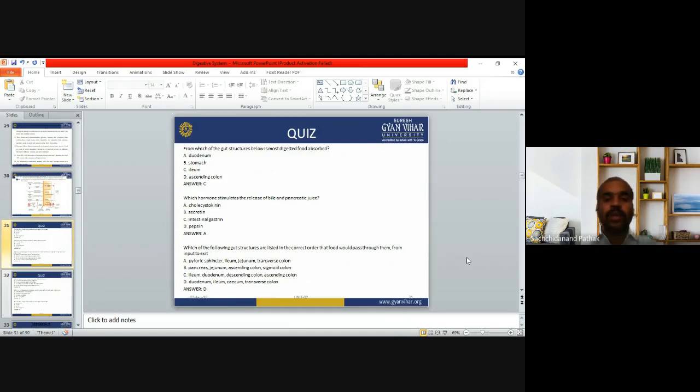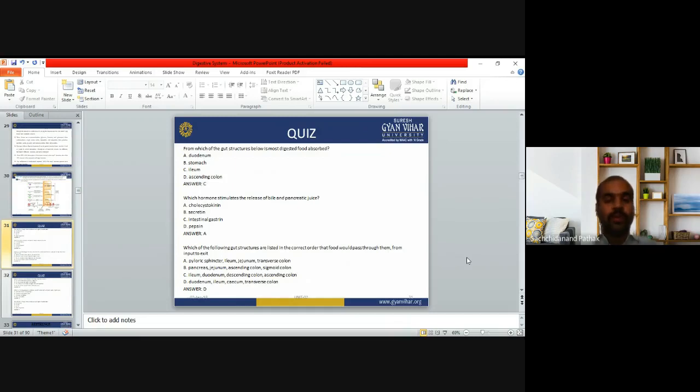Which hormone stimulates the release of bile and pancreatic juice? Cholecystokinin, secretin, intestinal gastrin, pepsin. So yes, cholecystokinin, CCK. As I mentioned earlier, CCK stimulates the release of bile and pancreatic juice.